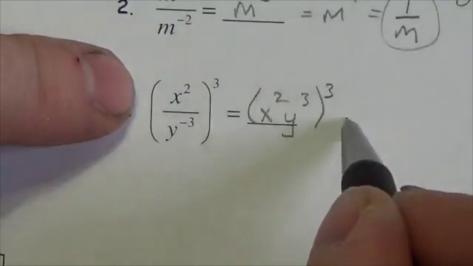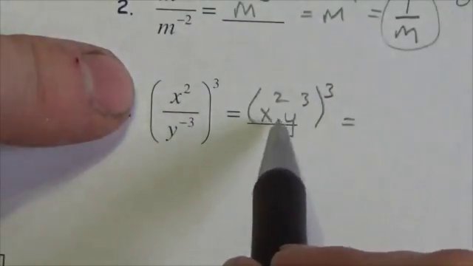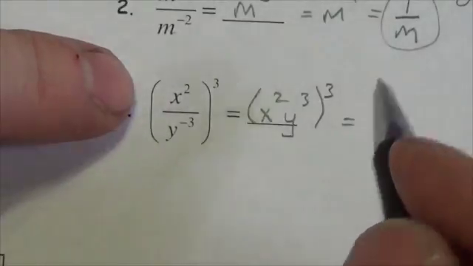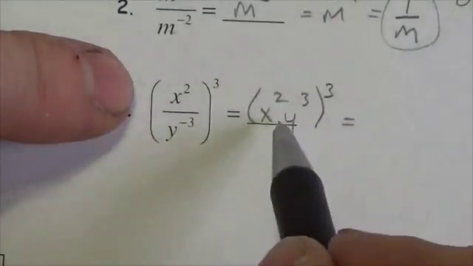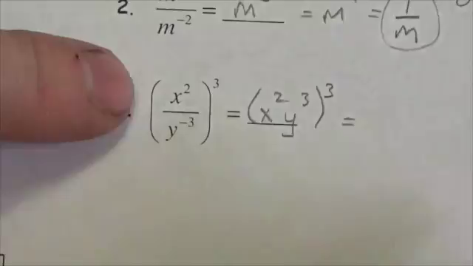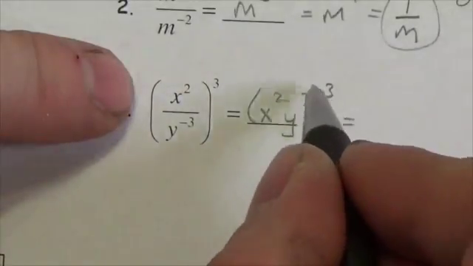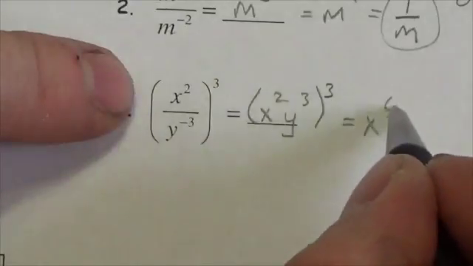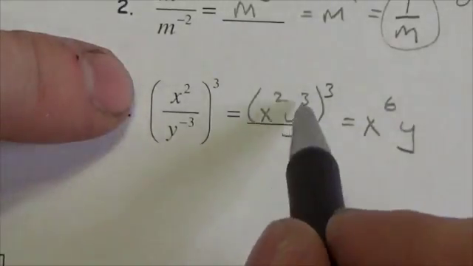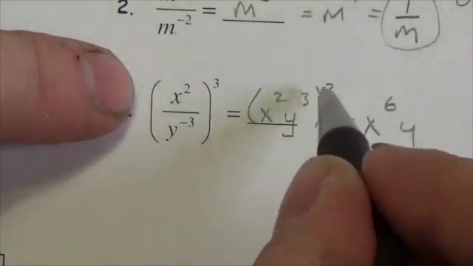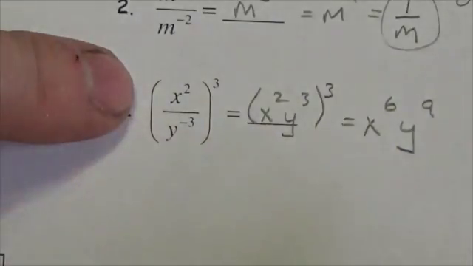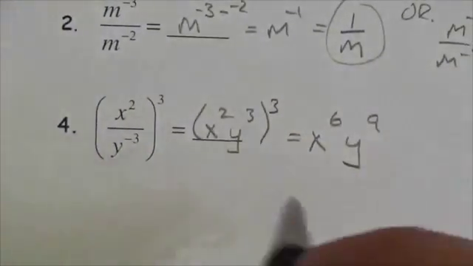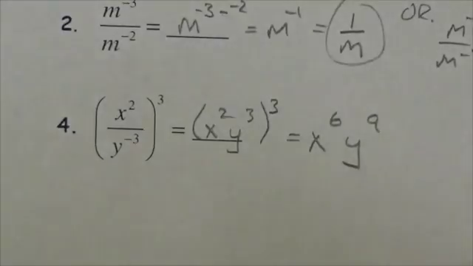Okay, now I've got a product. I've got two factors that are part of the base of that overall power. So the 3 is going to distribute. I'm going to have x squared cubed, which will be x to the 6th. Y cubed cubed, I'm just going to multiply those together to get y to the 9. And so there we go. That's the expression we're looking for.